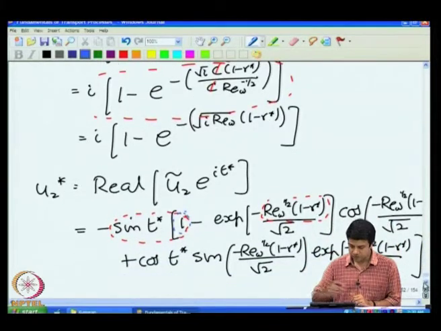I had derived for you in the last class the exact analytical solution for this velocity field. It looks very similar to the analytical solution for diffusion from an oscillating flat plate that we had done in Cartesian coordinate system.